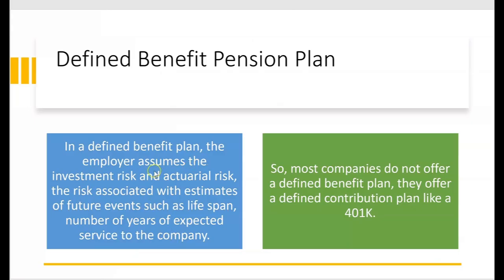In a defined benefit plan, the employer assumes the investment risk and the actuarial risk, the risk associated with estimates of future events, such as lifespan, number of years of expected service to the company. The employer assumes all those risks and must make up any difference to the employee upon retirement. And it's quite unrealistic, a defined benefit plan, because there's too many unknowns to be able to promise somebody 30 years from now, hey, we're going to give you this every year. So most companies do not offer a defined benefit plan.